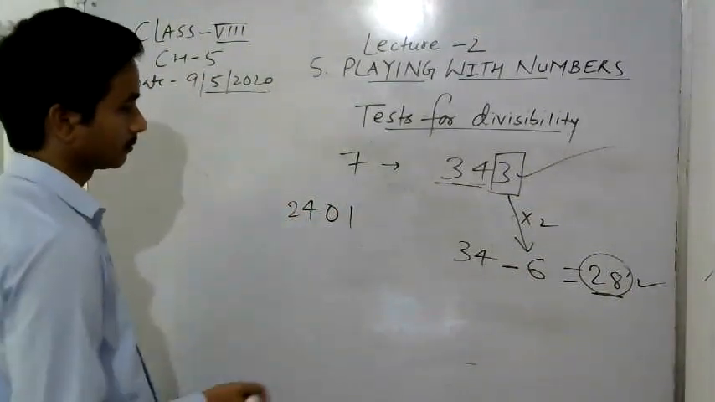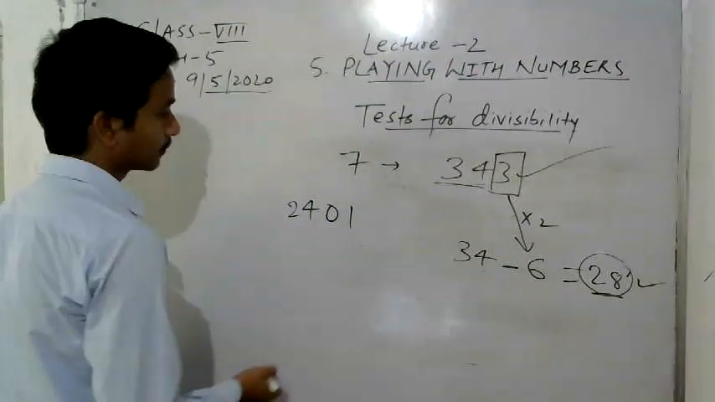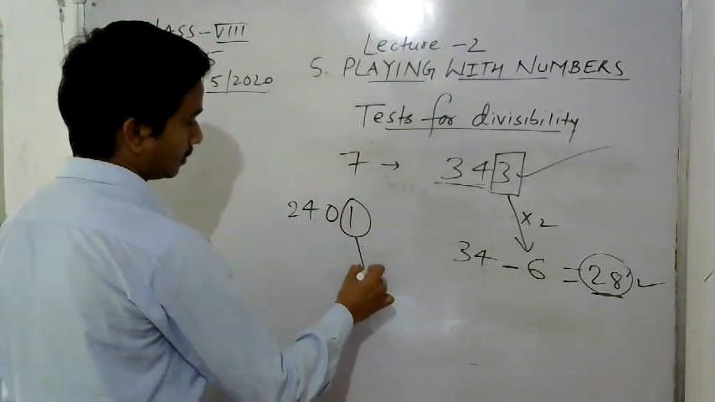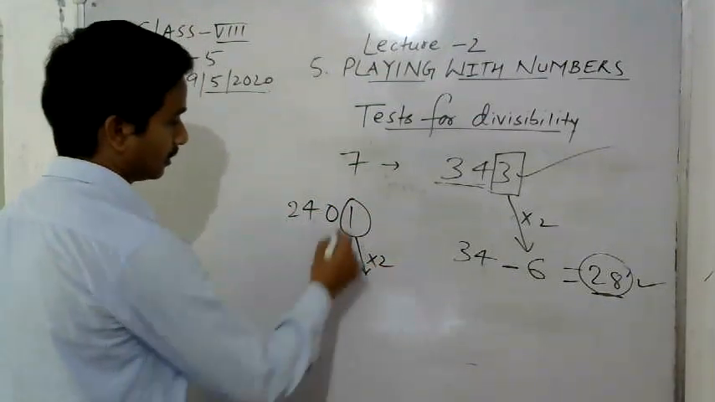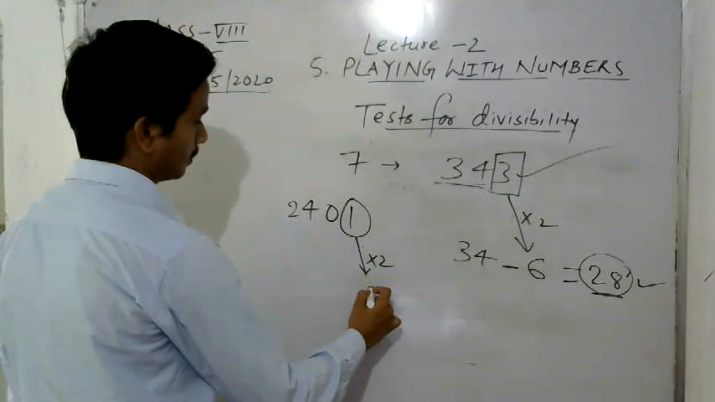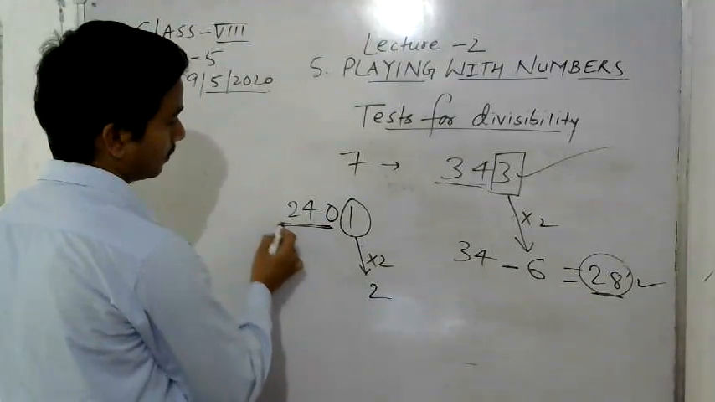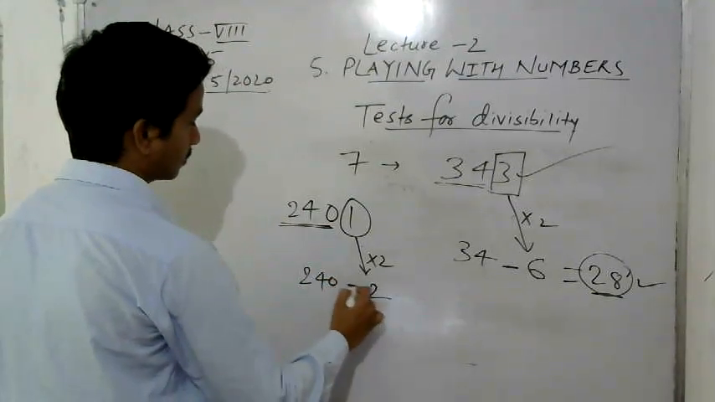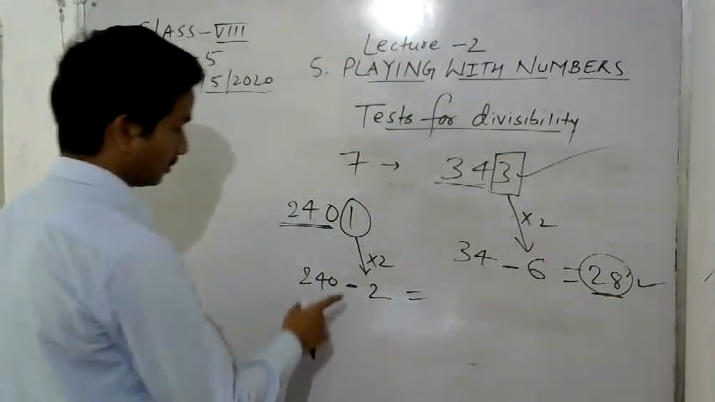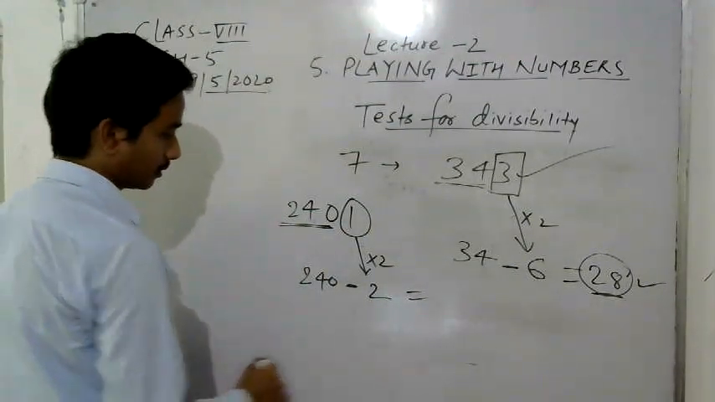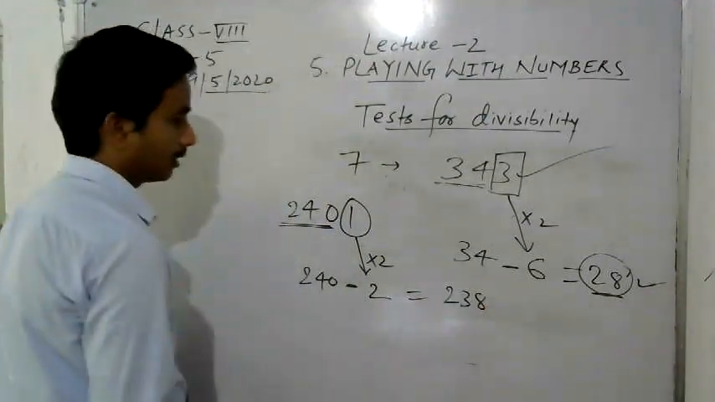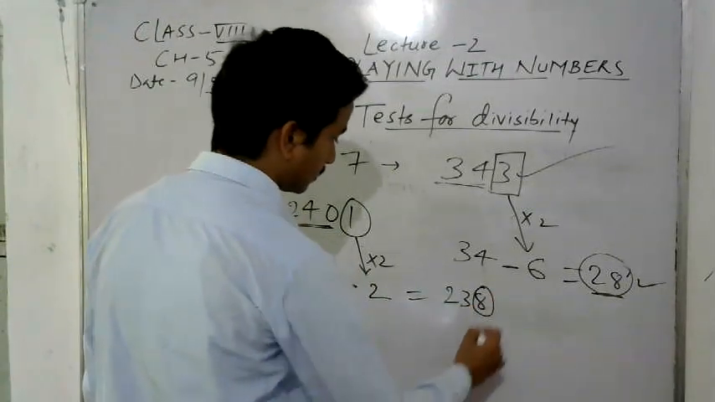See, 2401. Select the last digit and double it. What are you getting? 2. And what is the remaining digit? Remaining digit is 240. Subtract it. What are you getting? You are getting 238.